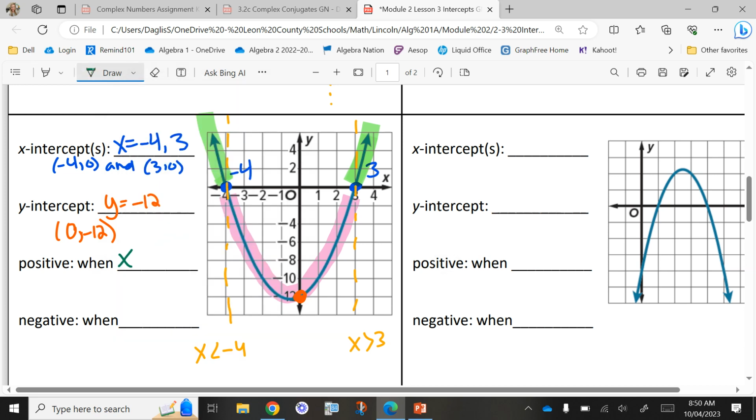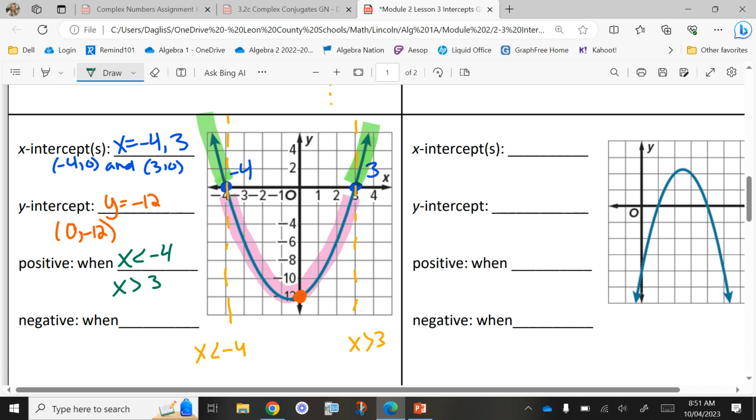So we're positive when x is on the left side of negative 4, left, less, right, 2 L's. And then we're also positive when we are greater than 3. Greater and right have an R. So on the left of negative 4 and to the right of 3, we have positive pieces. Okay?